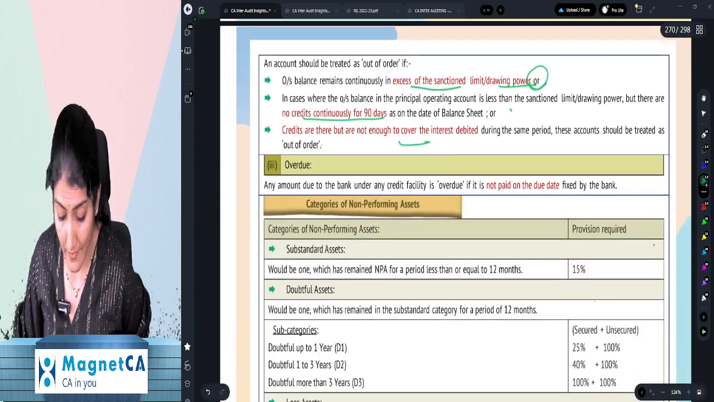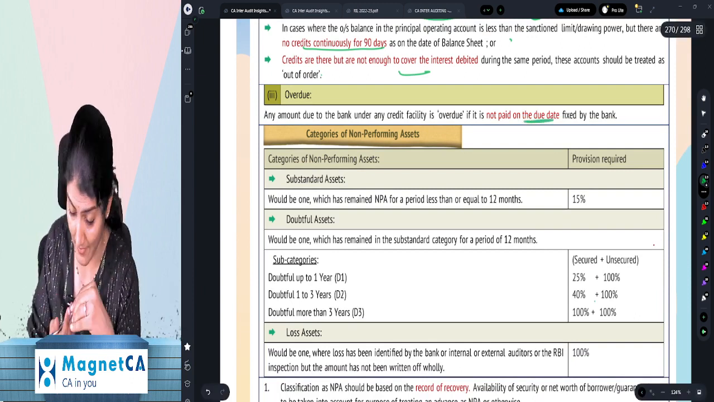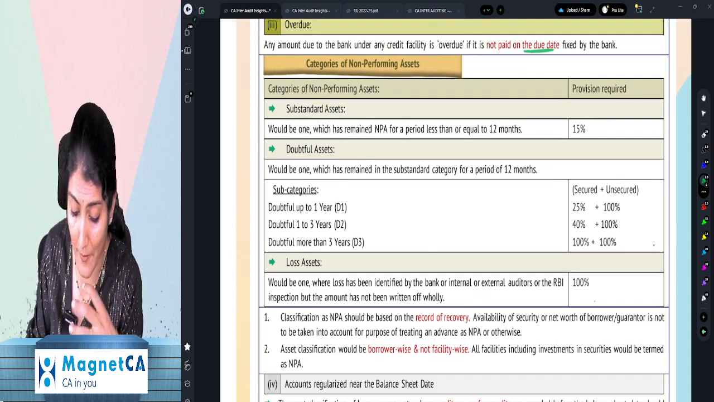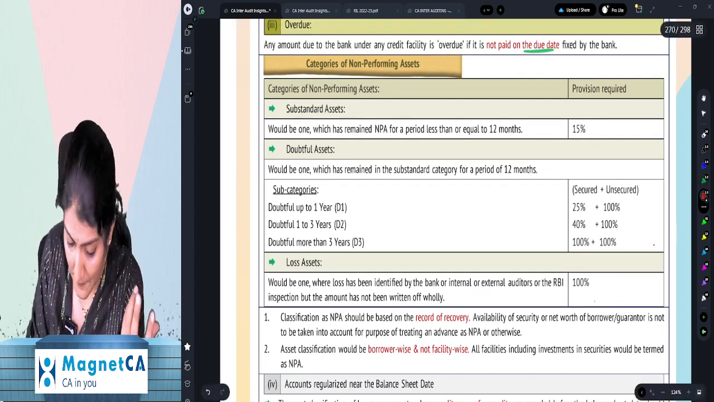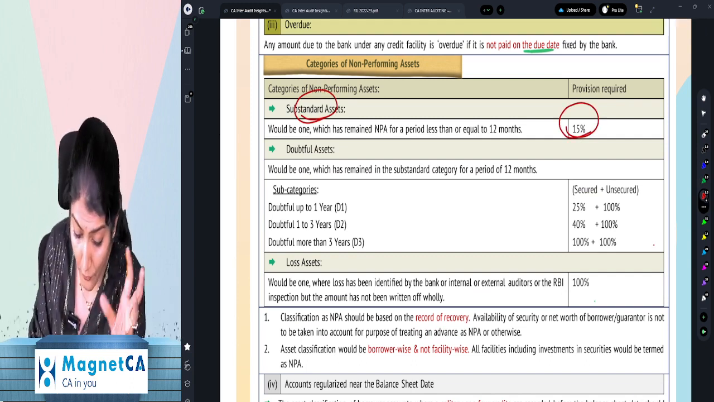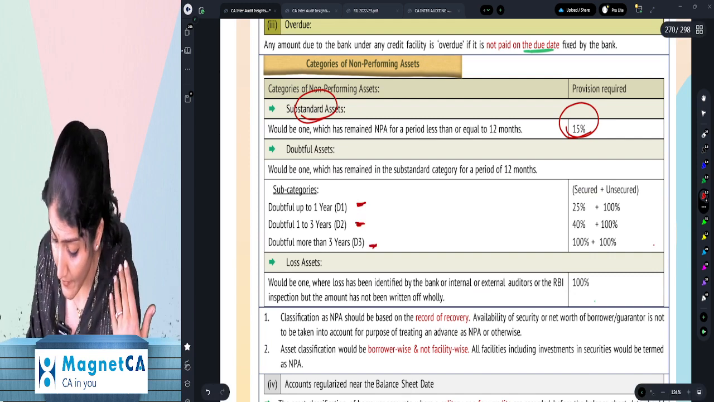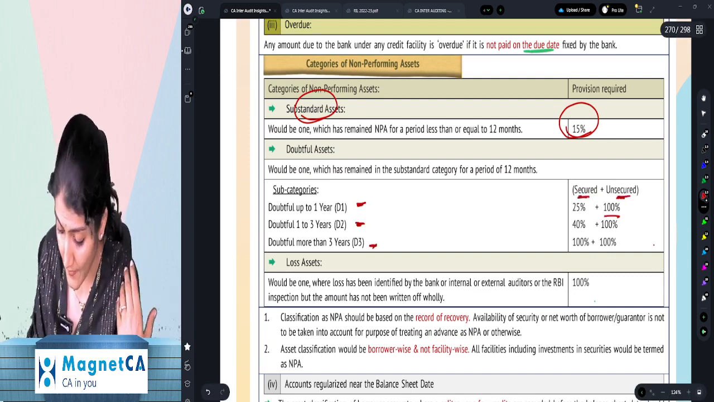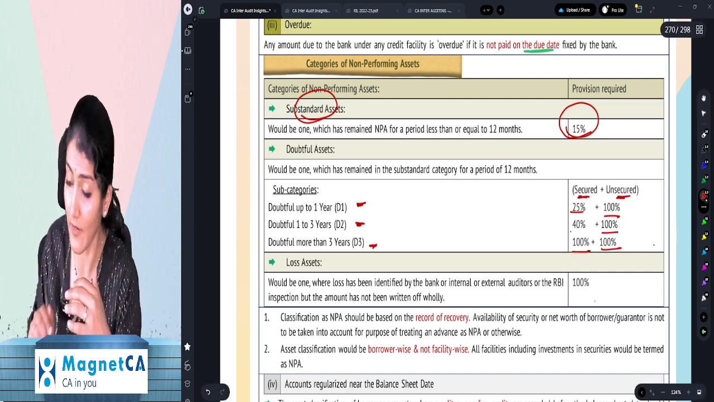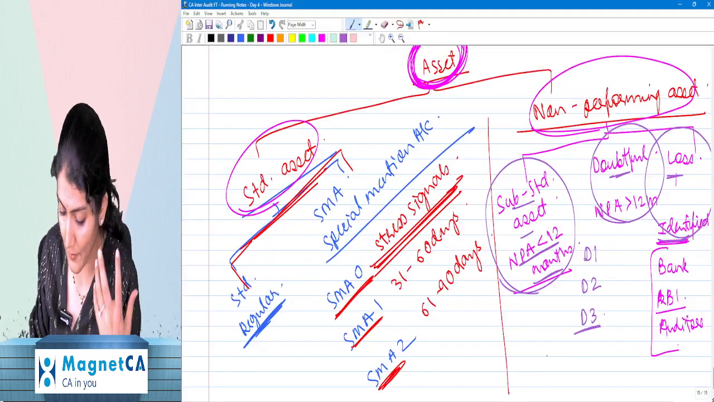Right, so when do you say it is overdue? When it is not paid on the due date which has been fixed by the bank. Right, then what are the provisioning percentages for these non-performing assets? It says for the substandard assets, you have a general provision of 15%. Right, for doubtful up to 1 year, 1 to 3 year, more than 3 year. And then it says secured, unsecured. For unsecured, 100% provision. And for secured, 25, 40, and the 100. And for loss asset, again, what is required is the 100% provision.